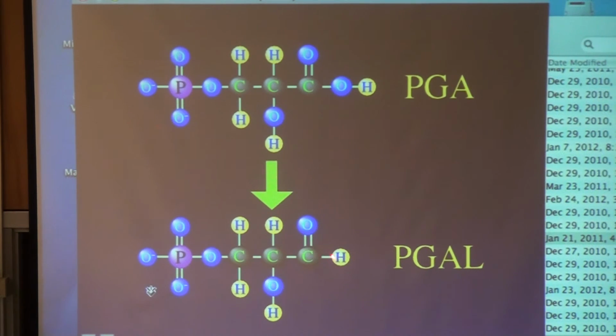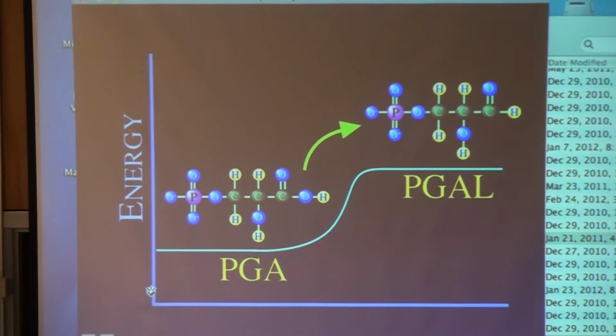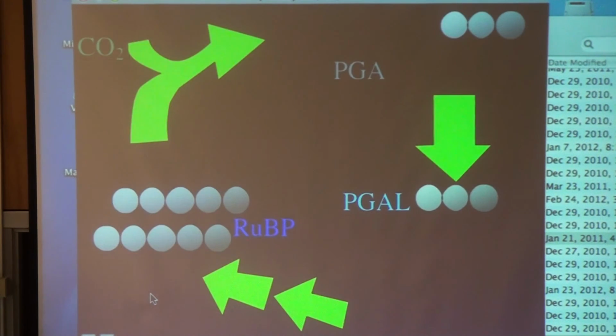So it's changed into a higher-energy carbon. That's a non-spontaneous, endergonic reaction, an uphill reaction. And so that's why you need the ATPs and the NADPHs to power it. It's not going to happen on its own.